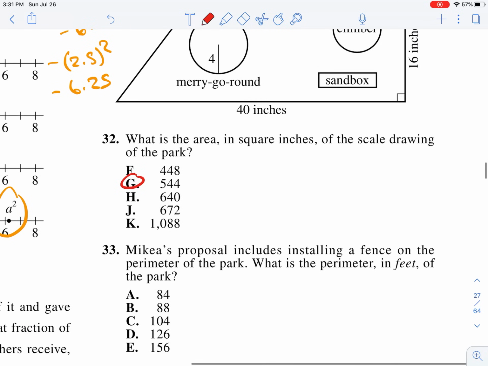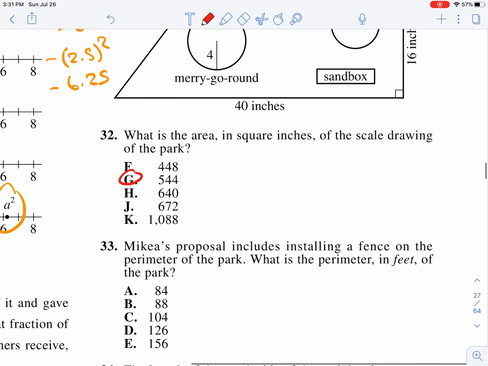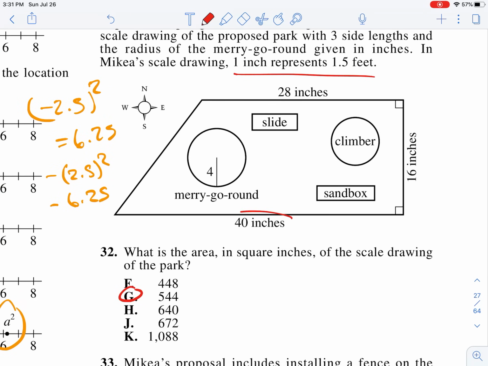All right, Makia's proposal includes installing a fence on the perimeter. What is the perimeter in feet of the park? Feet, not inches, feet. Let's find the perimeter. Obviously, it's going to be 40 plus 16 plus 28. Let's add those. 40 plus 16 plus 28, and so you get 84, but then you have to add this.